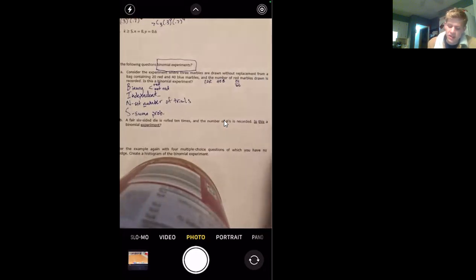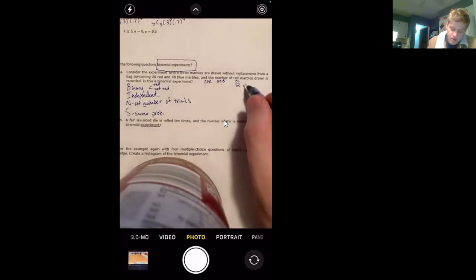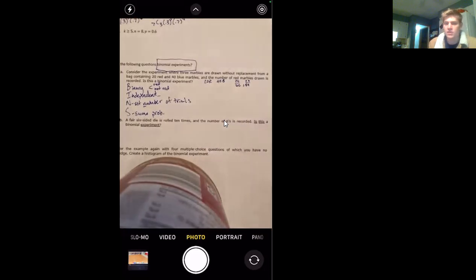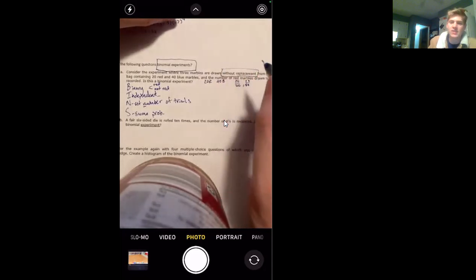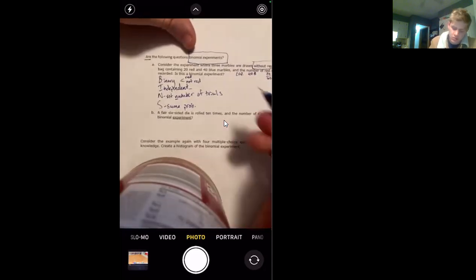So let's say you didn't get it, though. You drew a blue marble, but then you didn't replace it. So the next time, your probability is going to be 20 out of 59, and then so on after that. It affected your probability. The probability that this event is going to occur is going to be more likely than the previous event. So since it says without replacement, that is not an independent probability.